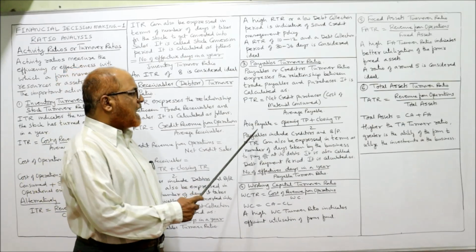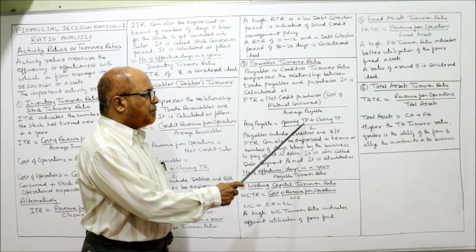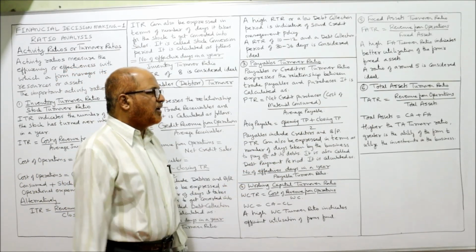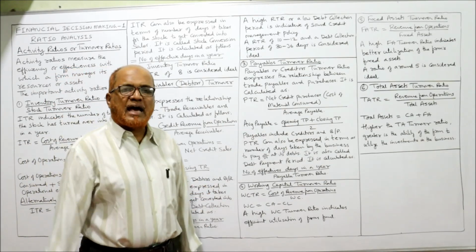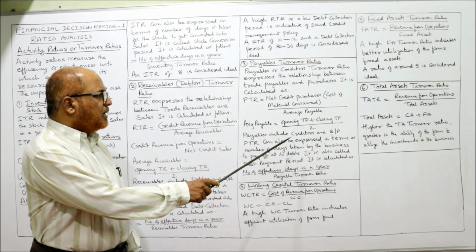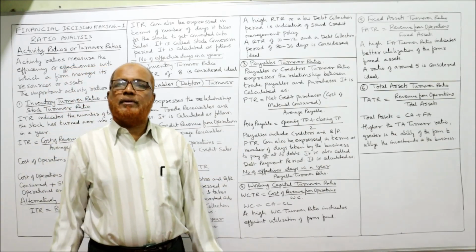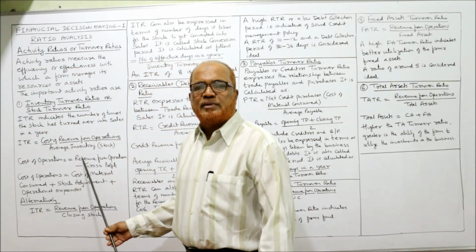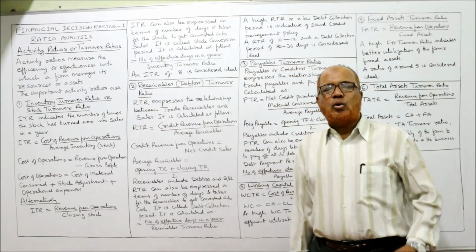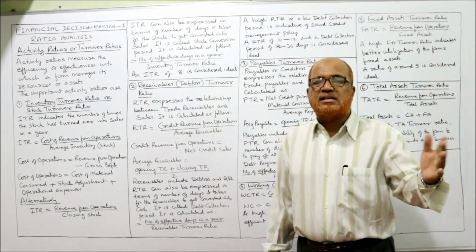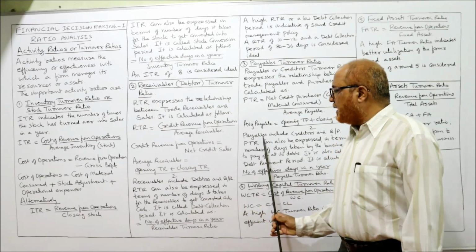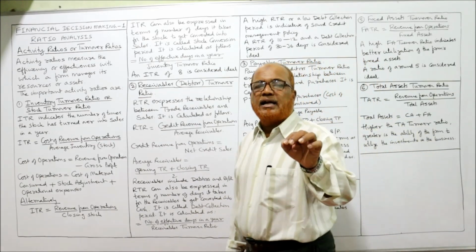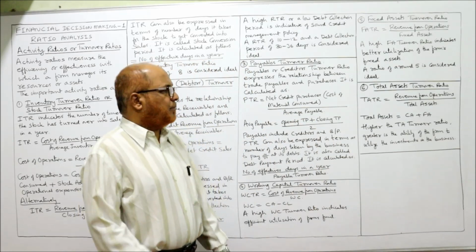So how to find out this average payable? Opening trade payable plus closing trade payable divided by 2. By using this, we can get average payable. Now payables include creditors and bills payable, just like receivables include debtors and bills receivable. Whereas payables include creditors and bills payable.